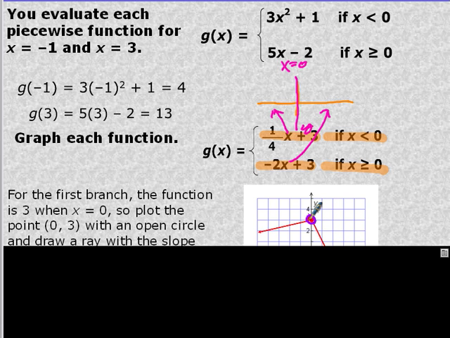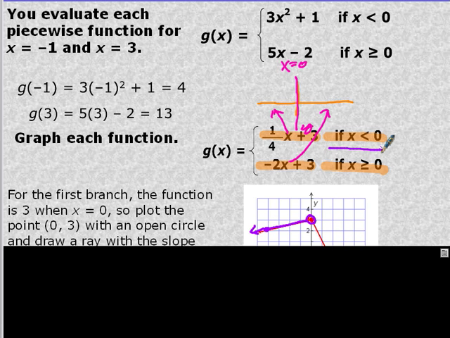So we're kind of going to have to work backwards. Means we're going to go down 1 and over 4. 1, 2, 3, 4. So this is our point. So we have an open circle, and then it's going to go in this direction forever. So you should have an arrow. So it's the same linear function we would graph, except it stops at the y-axis because it doesn't exist when x is greater than or equal to 0.